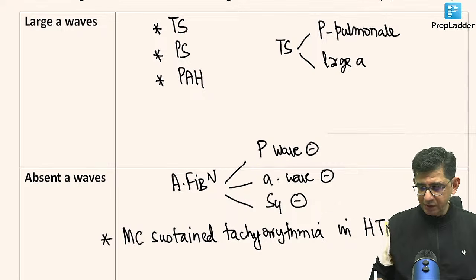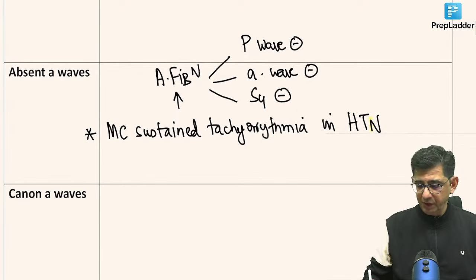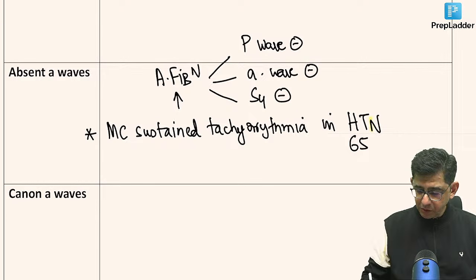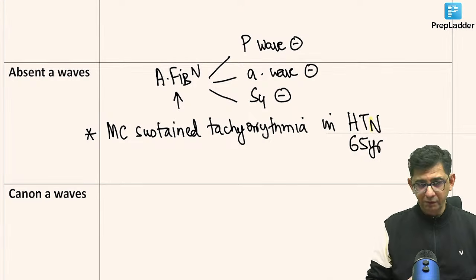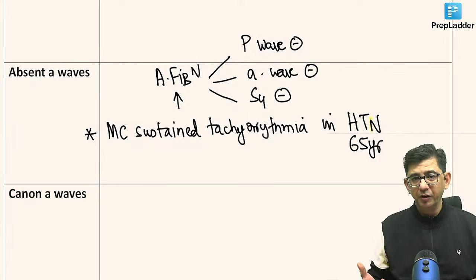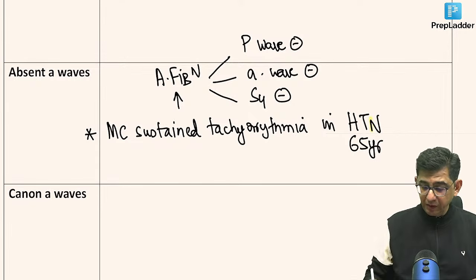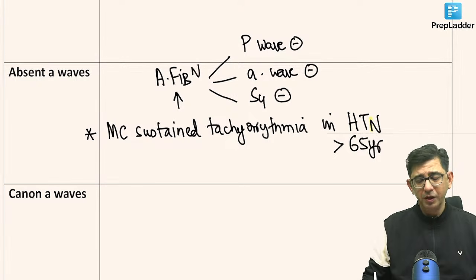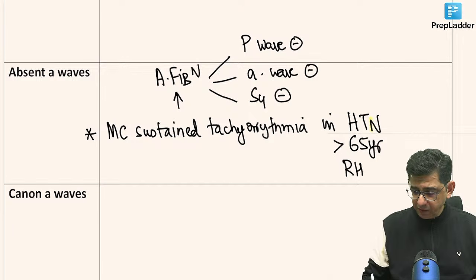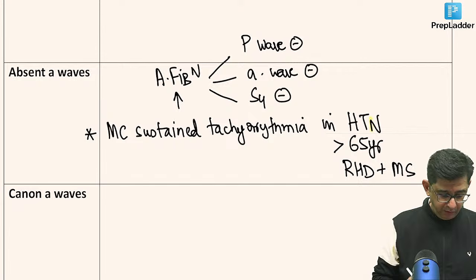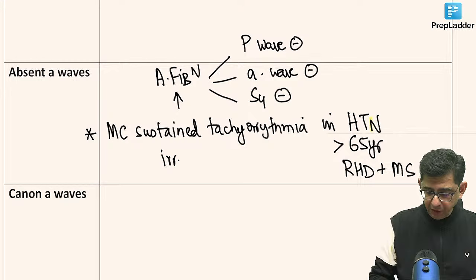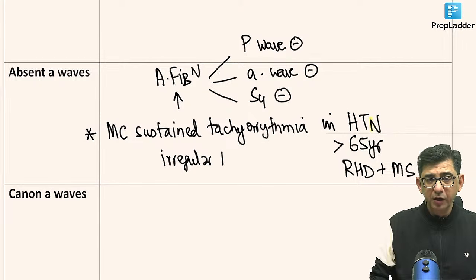The most common sustained tachyarrhythmia in hypertension patients is atrial fibrillation. If I change it to geriatric population also, the answer will still remain the same. Whether it's a hypertension, whether it's a geriatric population, whether I, instead of geriatric population, say rheumatic heart disease with mitral stenosis, it would still remain atrial fibrillation. And one of the highlights of this condition would be an irregular pulse. So you guys are spot on with respect to the irregular pulse in this patient.